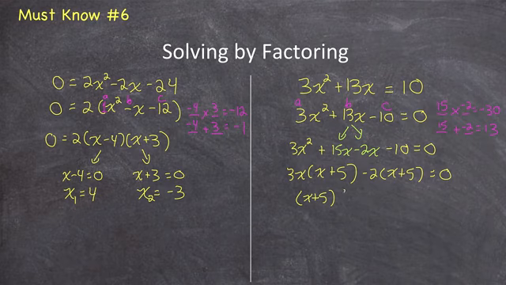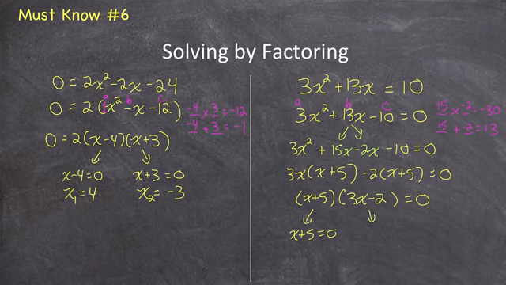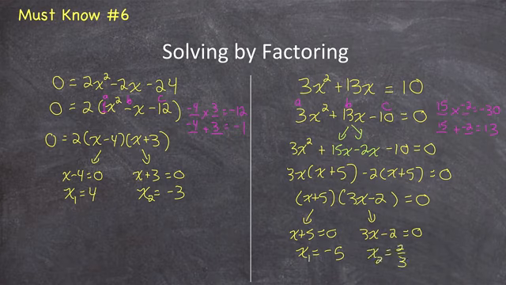my second factor. Now that it's in factored form, I know that product would be 0 if either the x plus 5 was 0 or if the 3x minus 2 was 0. X plus 5 would be 0 if x was negative 5, and 3x minus 2 would be 0 if x was 2 over 3. So once again, two answers to that quadratic. Now you know the basics of solving by factoring.